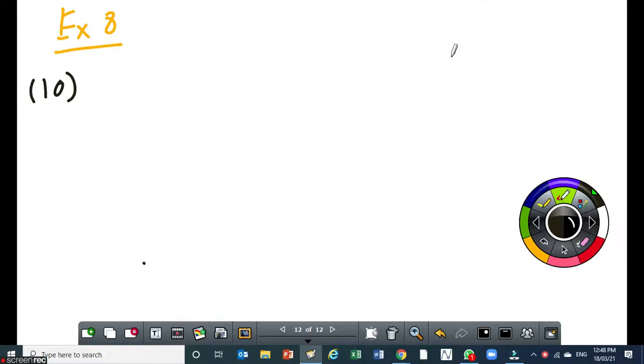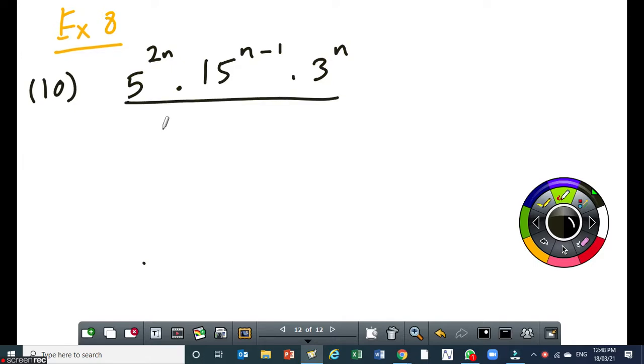We have 5 to the power of 2n times 15 to the power of n minus 1 times 3 to the power of n all over 125 to the power of n times 3 to the power of n minus 1.